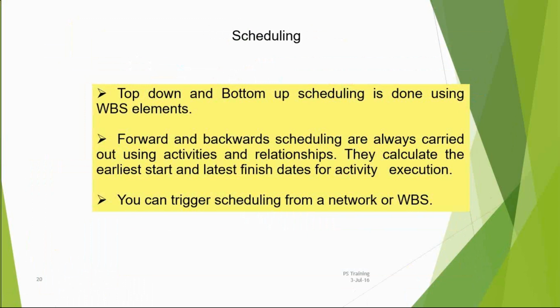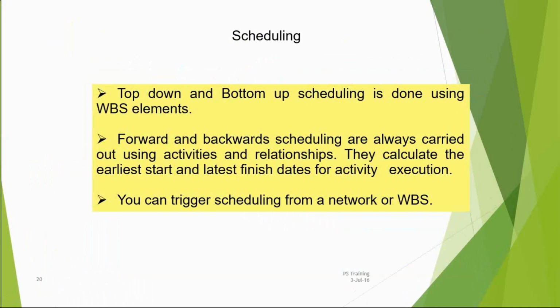In scheduling, top-down and bottom-up scheduling is normally done using WBS elements. Forward and backward scheduling are always carried out using activities and relationships. Relationships can be established only in activities, not in the WBS. We need to remember that. Why are activities so important for us?